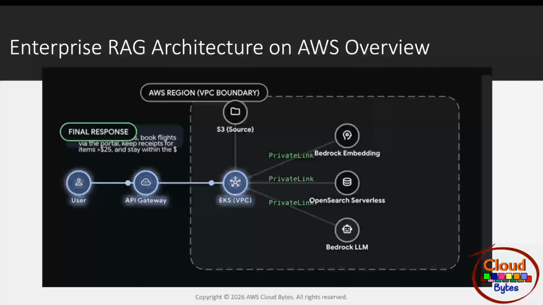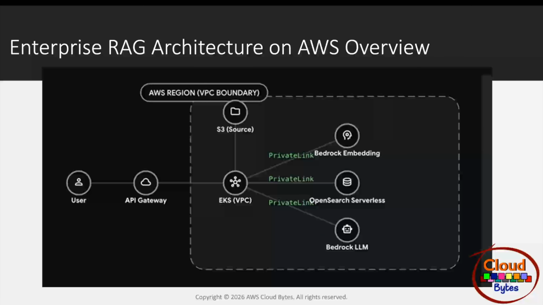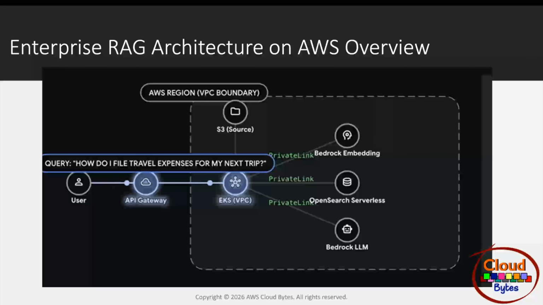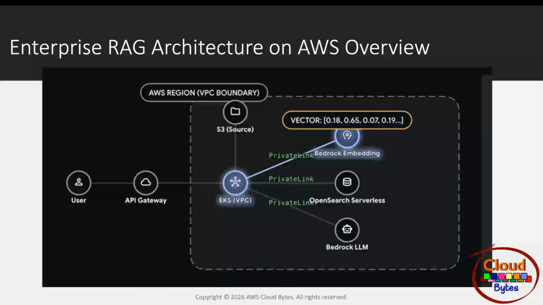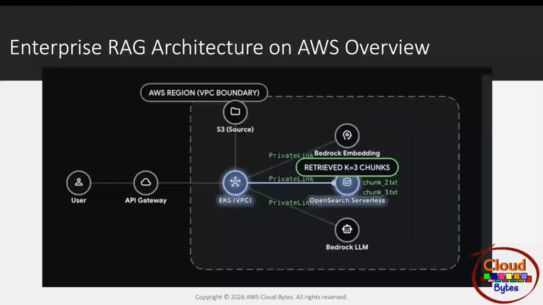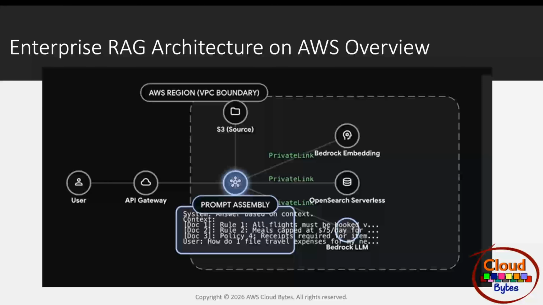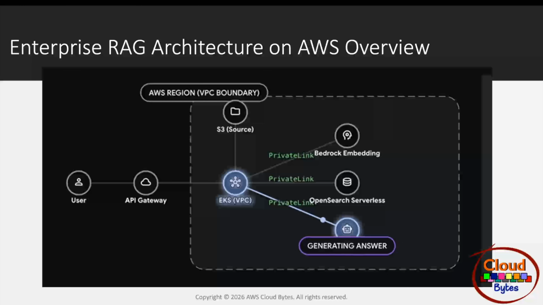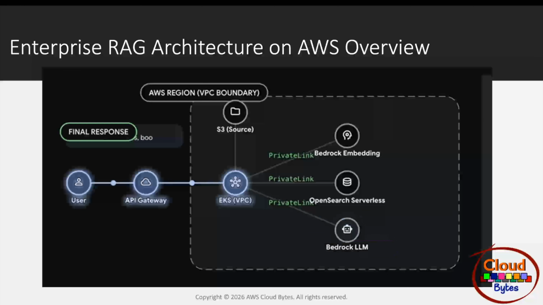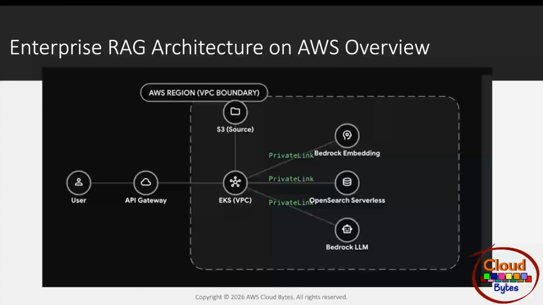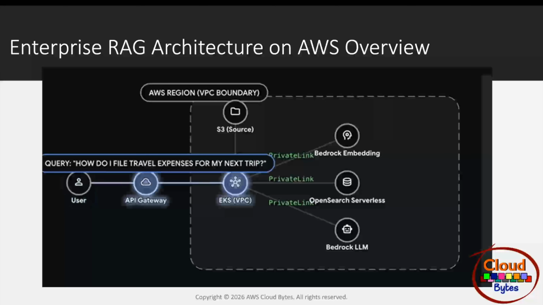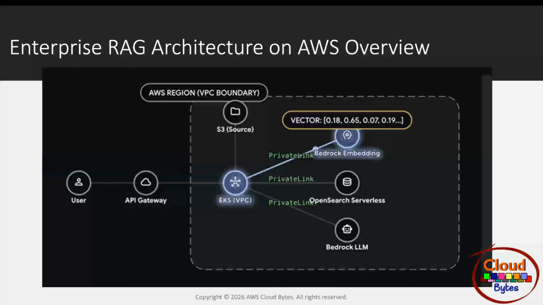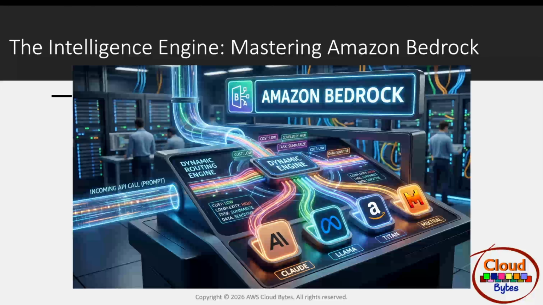For the data, documents are stored in S3, processed, and their embeddings are stored in Amazon OpenSearch Serverless, acting as a highly scalable vector database. Crucially, all of this traffic stays on the AWS backbone network via PrivateLink. Your data never traverses the public internet, and it is never used to train the base foundation models.